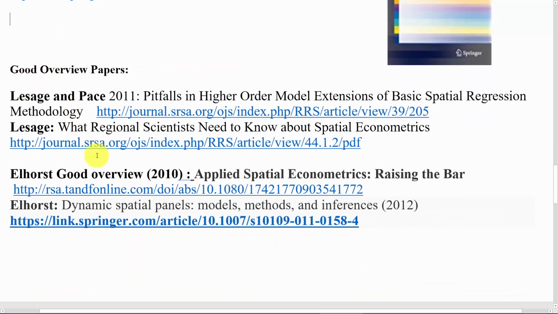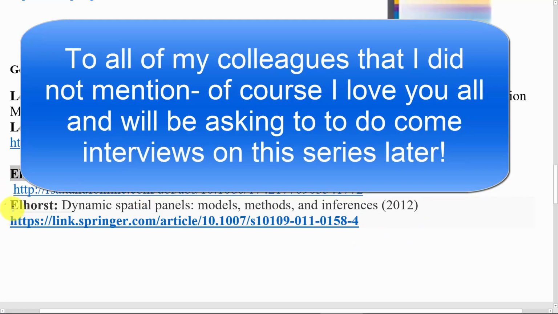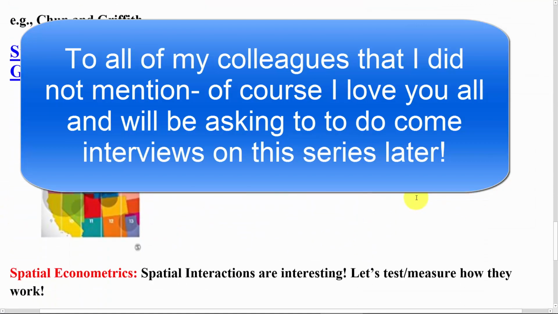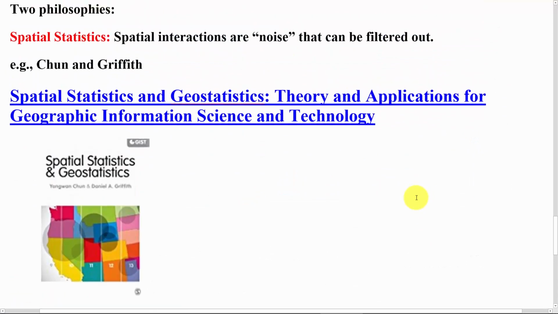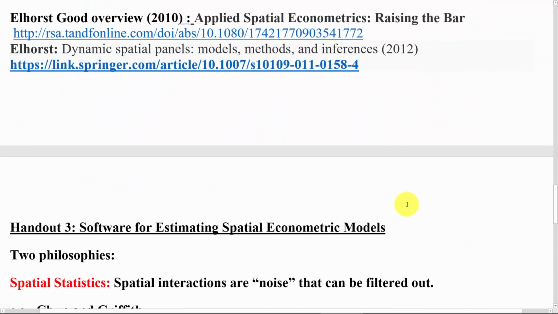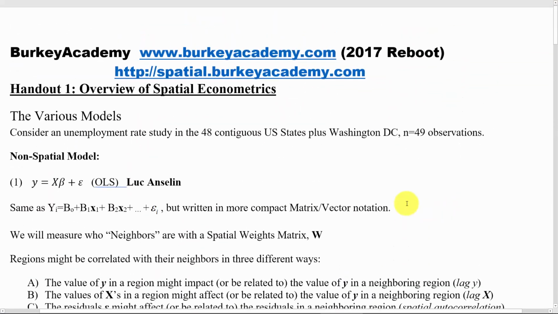Here are some other papers that I mentioned before, and some others that I didn't mention. A really good overview where Elhorst discusses Lesage and Pace's book and gives his opinions on the idea, and Elhorst on some dynamic spatial models. The third page here is on some software that we'll talk about, but this video is too long, so I'm not going to talk about that right now.